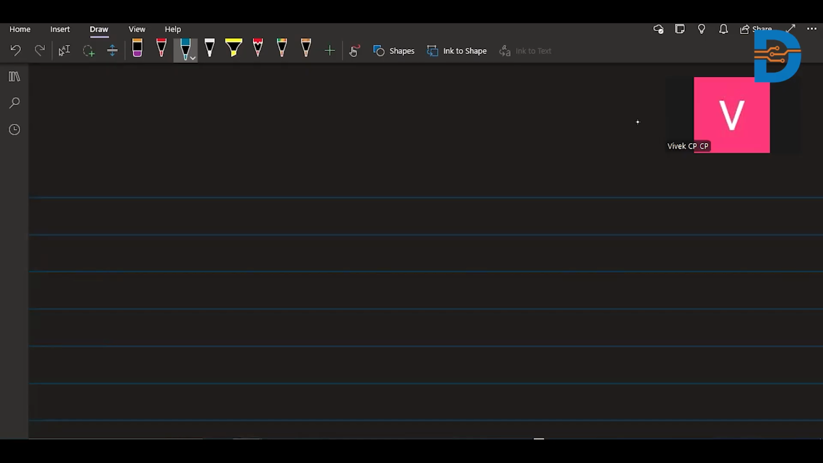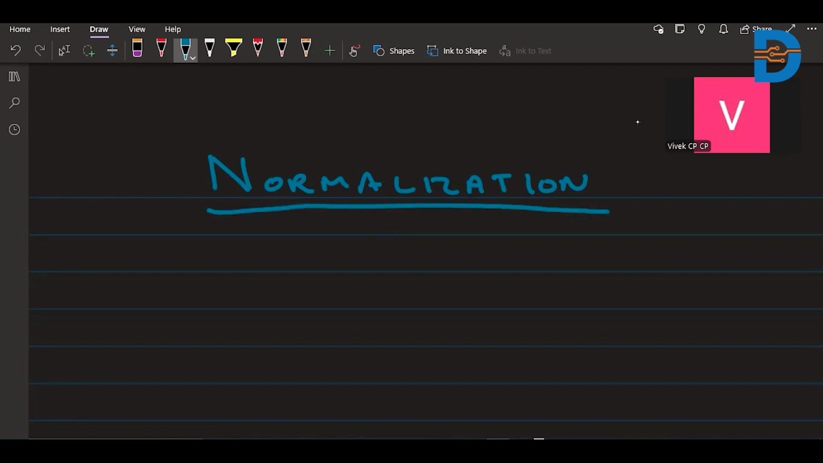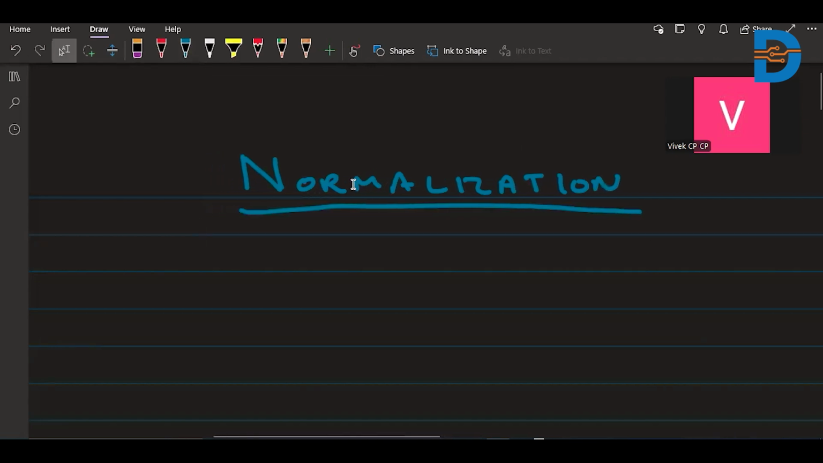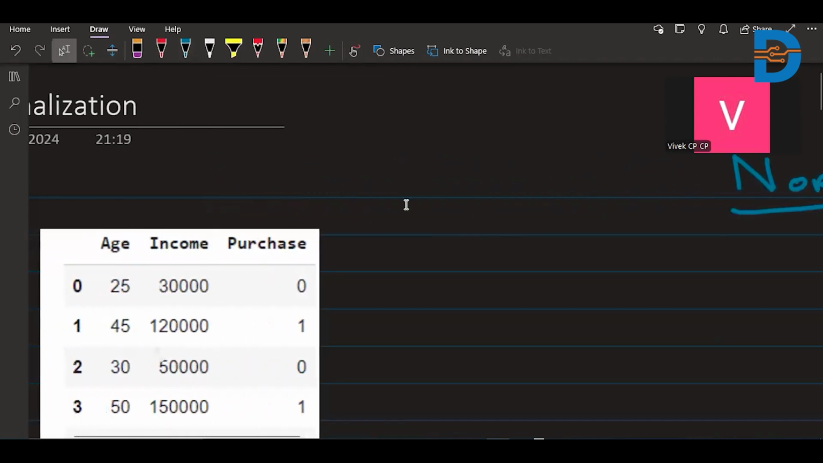Hello, everyone. So the concept that we are going to explore today is called normalization. This is a really interesting concept and a really important one when it comes to a lot of machine learning algorithms. It's a common pre-processing step that we do before we feed our data into a machine learning algorithm.